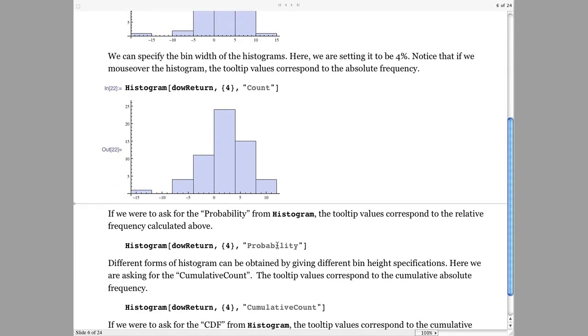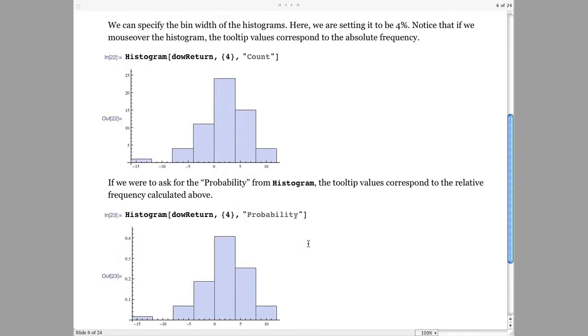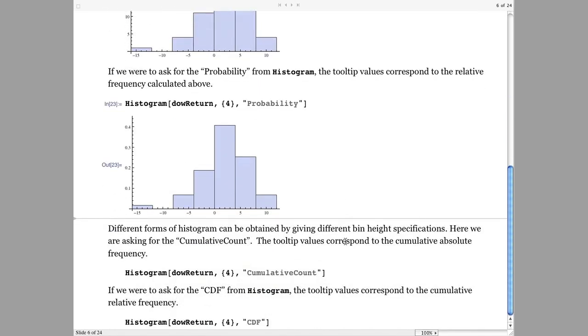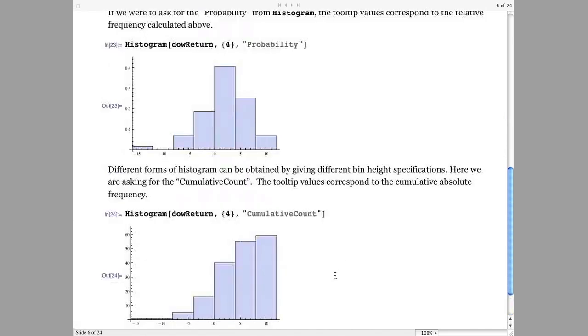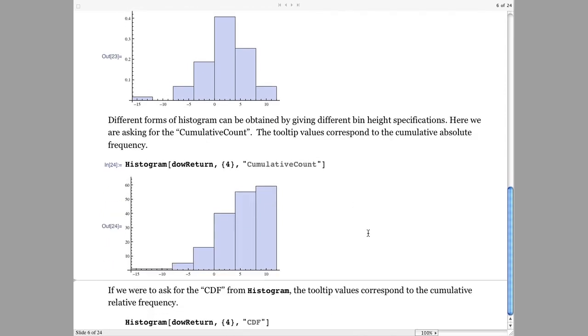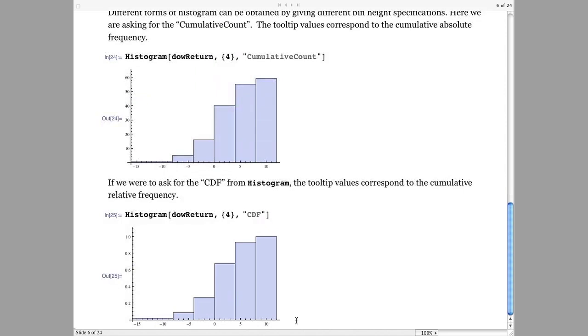We can also ask for the probability from the histogram. The tooltip values correspond to the relative frequency. Here we can ask for the cumulative count, and the tooltip values correspond to the cumulative absolute frequency. If we were to ask for the CDF from the histogram, the tooltip values correspond to the cumulative relative frequency.